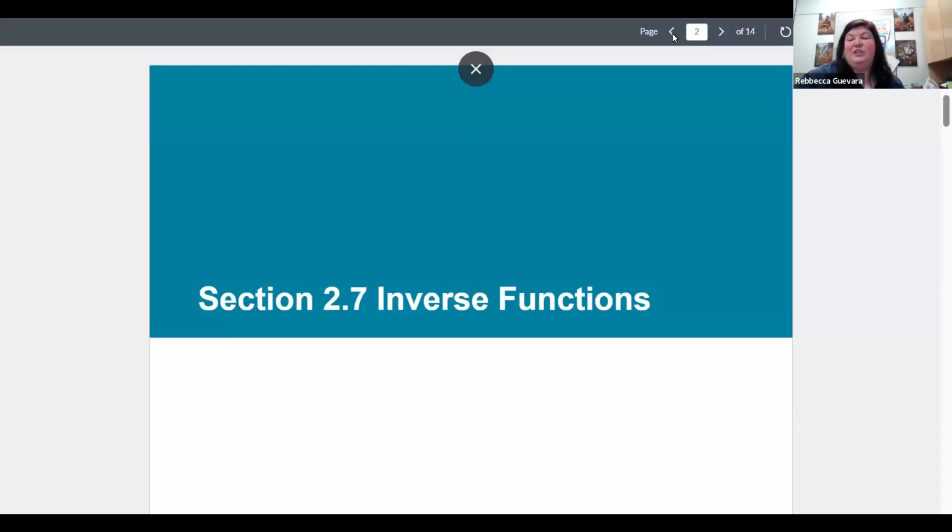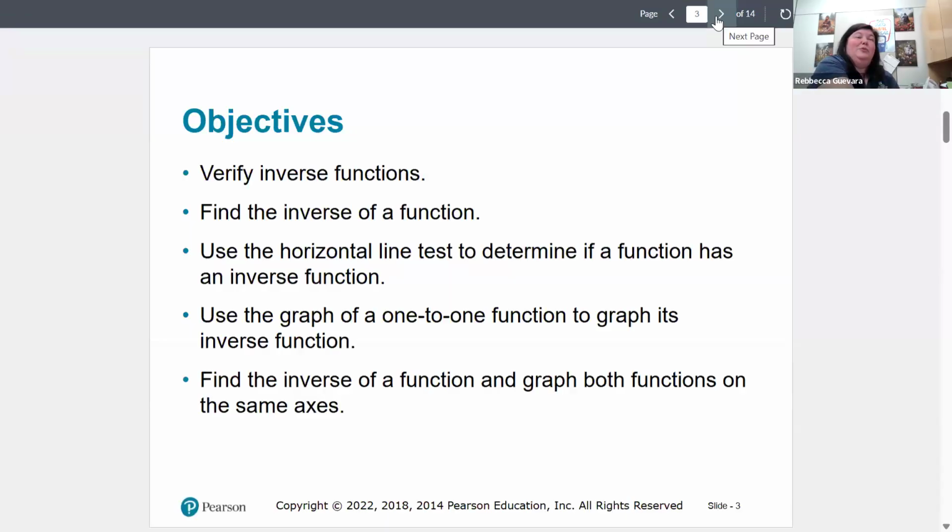So we're moving on to section 2.7. This is inverse functions. So this is our last bit in chapter 2. After this, we'll start going into special kinds of functions. So we're going to talk about inverse functions.